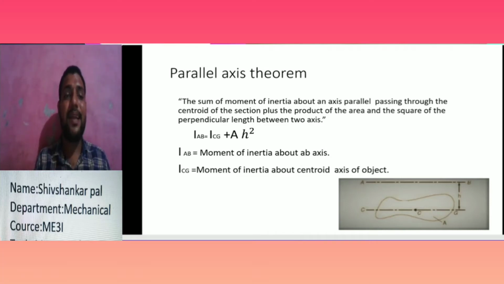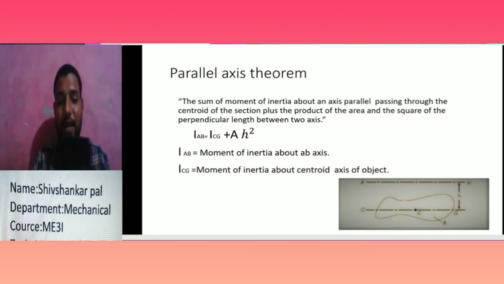Second is the parallel axis theorem. The parallel axis theorem is used to transfer the moment of inertia of any object to anywhere. Simply, what is the use?